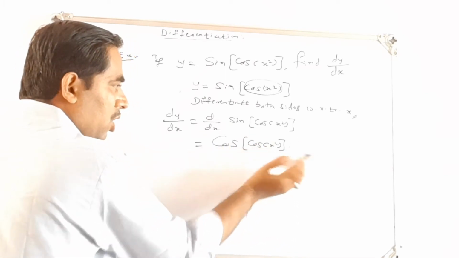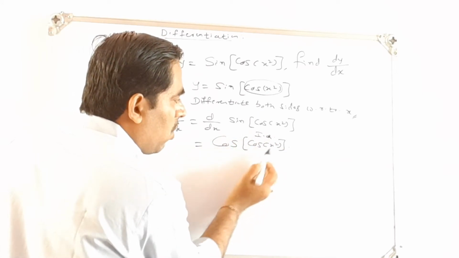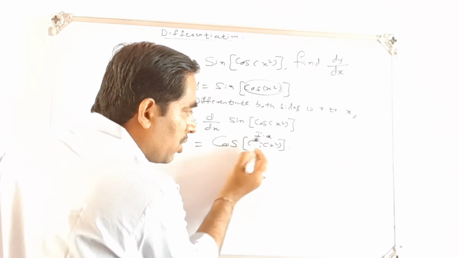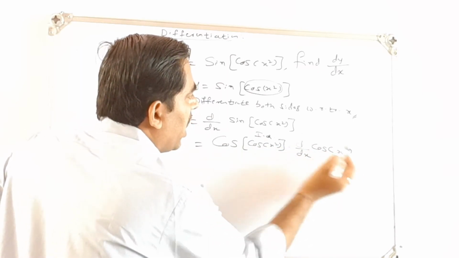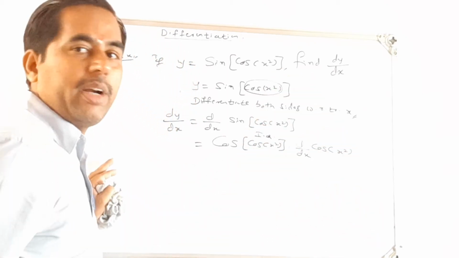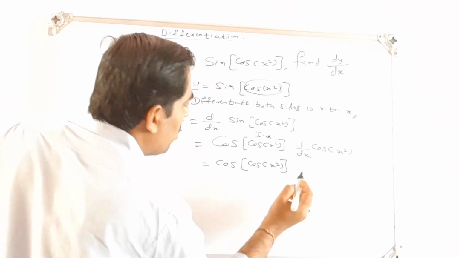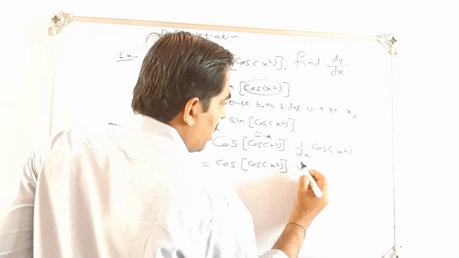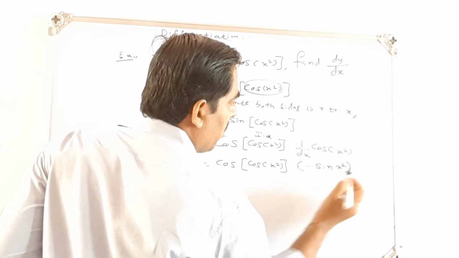If you stop at this, this is wrong, because you have not considered the inner quantity. Whatever the quantity given inside the bracket, the cosine function, we have to differentiate this also. So cos of cos x square into the derivative of cos x square. In the next step, we have to apply the chain rule for this also, because inside we have x square. The derivative of cos x is minus sine x. Write it in the bracket here: minus sine of x square.